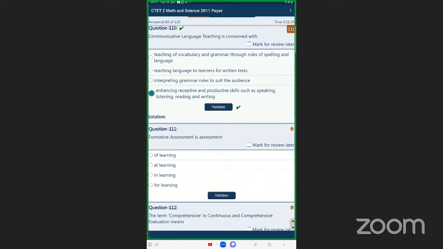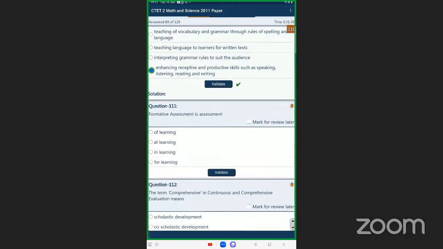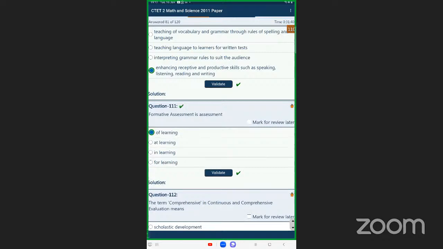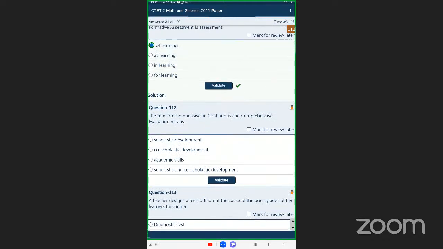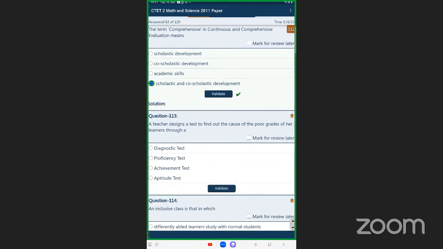Now next one, student. What is the question? Formative assessment is the assessment of learning. Formative assessment is assessment of learning. The comprehensive in the continuous and comprehensive evaluation means, student, it is the scholastic and co-scholastic development of students.